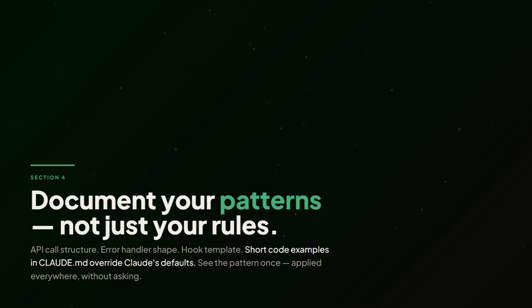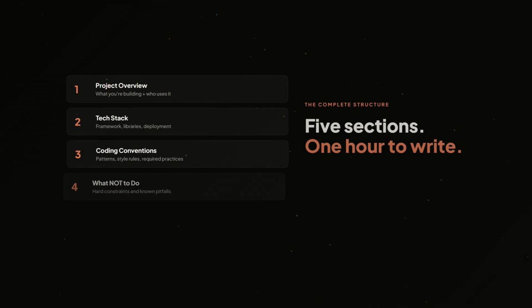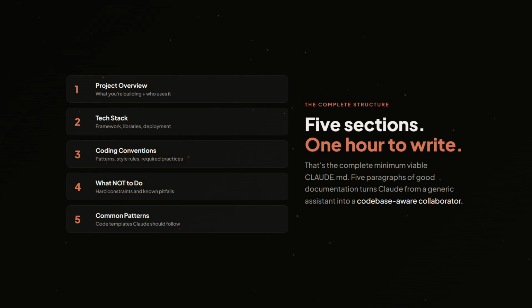Short code examples in CLAUDE.md give Claude a reference that overrides its defaults. When Claude sees your pattern once in that file, it applies it everywhere. The pattern section is where CLAUDE.md becomes a coding style guide that actually runs. Most teams have a style guide that no one reads and Claude has never seen. Put your key patterns, with actual short code examples, into CLAUDE.md and Claude applies them without being asked. Component structure, API call pattern, error handling. Each one documented once, applied every session.